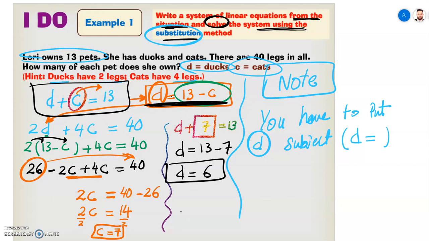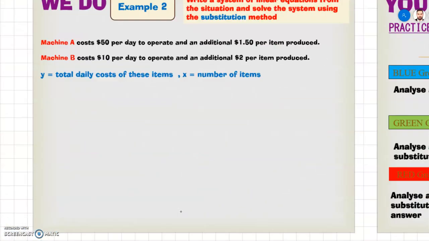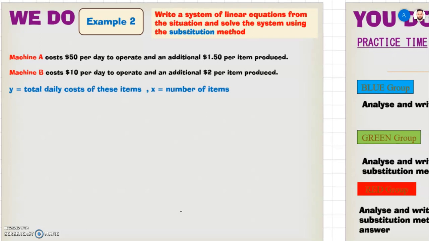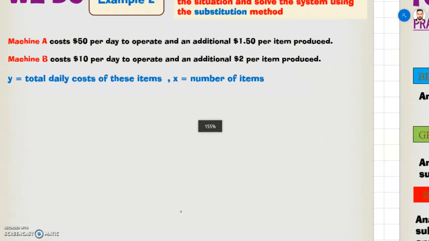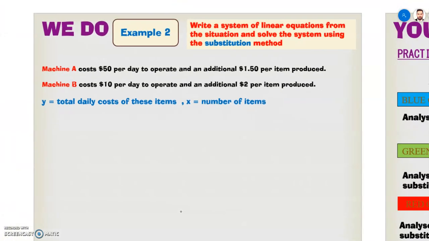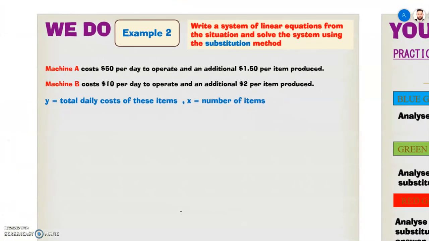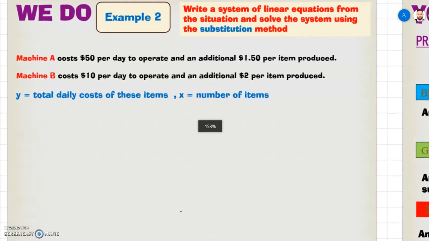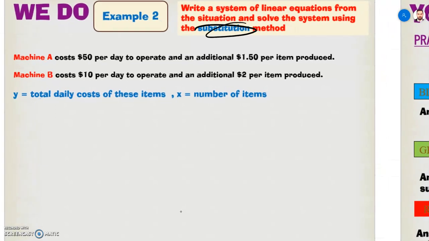I hope you understand from me our I do questions. Let's do the second question together, which is we do. So we will do this question together, guys. Okay. As we can see now in front of us, in the we do questions, we will use a substitution method for the same question that we took yesterday, but today we are going to solve it at the end.